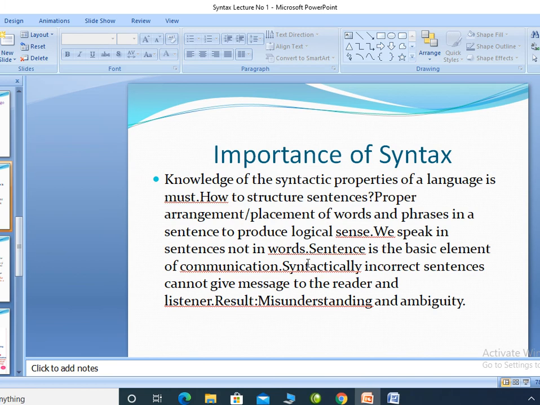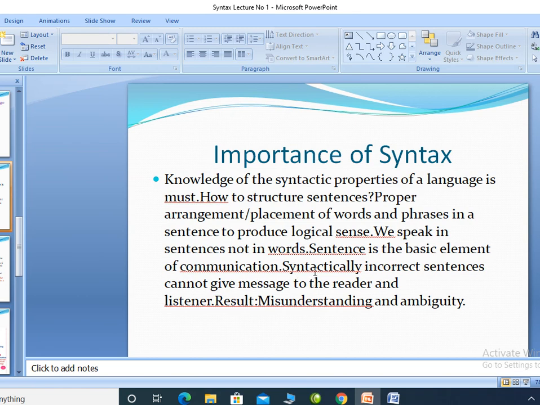We speak in sentences and not in words. So this is a very important point. That's why the experts, the second language acquisition experts, say that we should learn whole sentences, not individual words, right? Words give different meanings in different texts and contexts. So we should learn language in sentences, because a sentence is the unit of thought. Sentence is the basic element of communication.